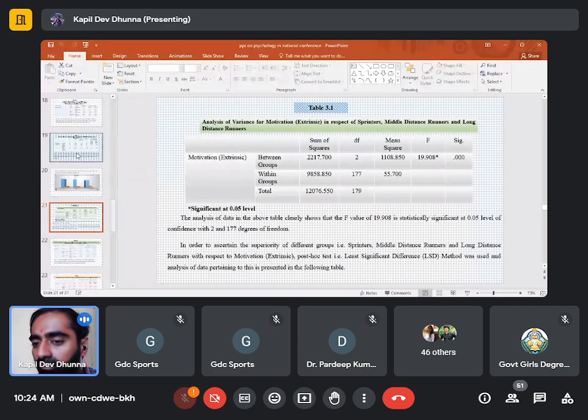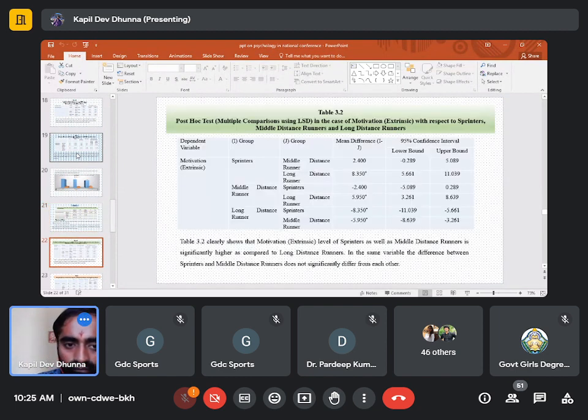The F value is 19.908 and the P value is 0.00. So it is also statistically significant. This is the post hoc test of extrinsic motivation.